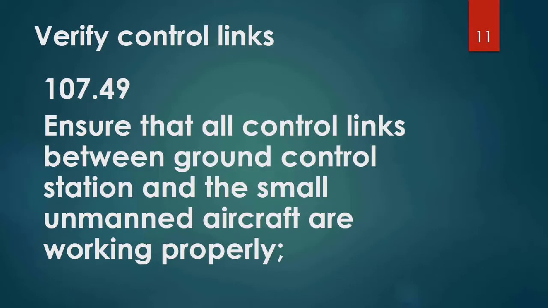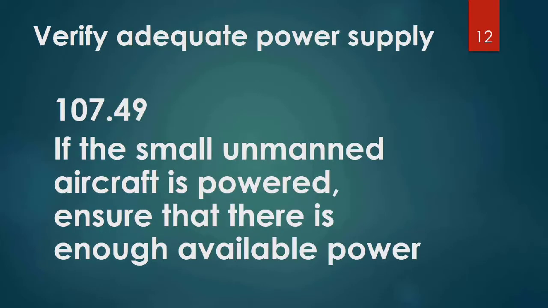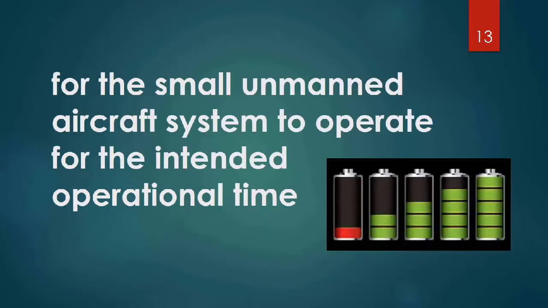Ensure that all control links between ground control station and the small unmanned aircraft are working properly. If the small unmanned aircraft is powered, ensure that there is enough available power for the small unmanned aircraft system to operate for the intended operational time.